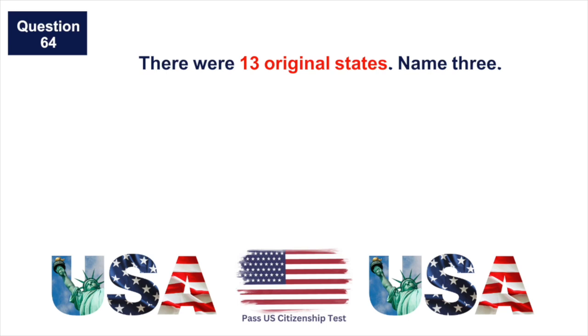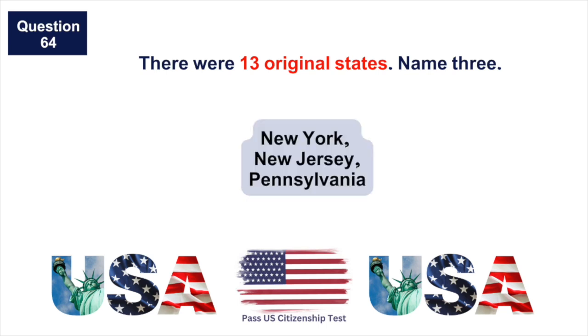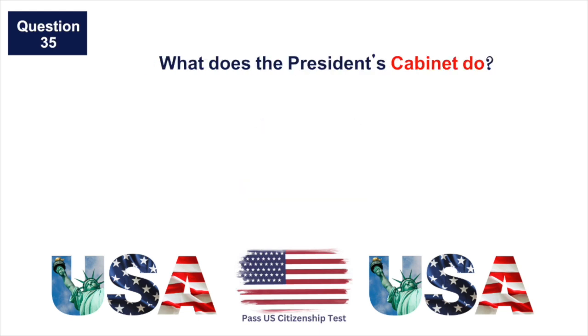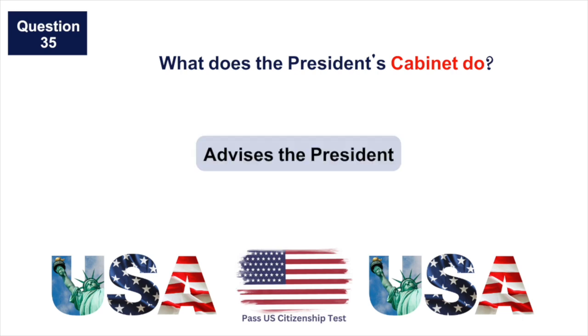There were 13 original states. Name 3. New York, New Jersey, and Pennsylvania. What does the President's Cabinet do? Advises the President.